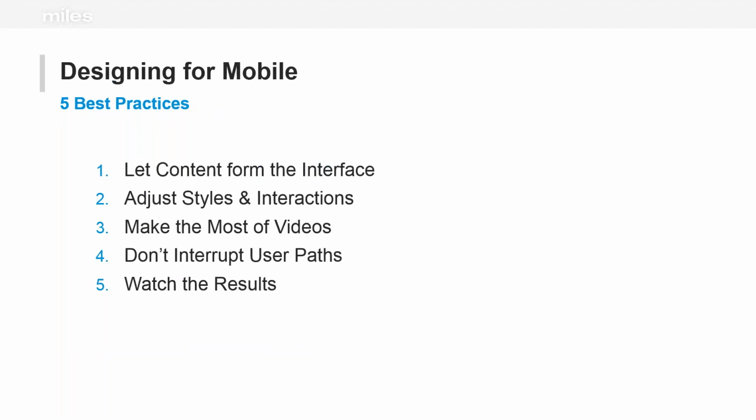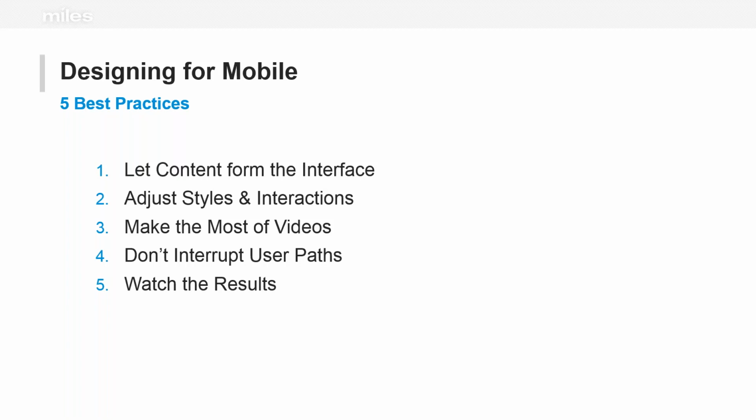So just a little recap here of the 5 best practices that we went over today. Number 1 is let the content form the interface. So really thinking about that content as being why they're coming to the site and making sure that we're serving it in the right order and giving them what they're looking for. Adjust your styles and your interactions. So take the time to look at it on those mobile devices and make sure that the styling is appropriate and things look the right way. They're easy to read, easy to view.